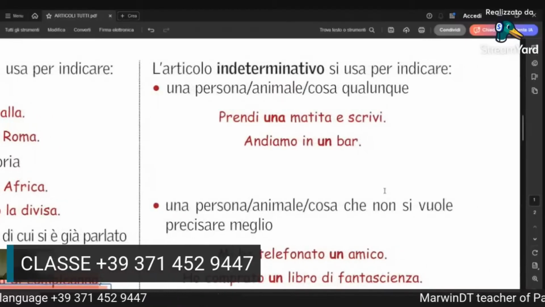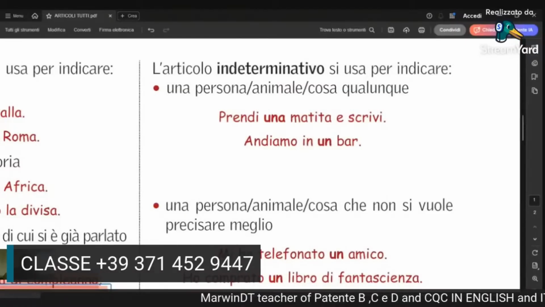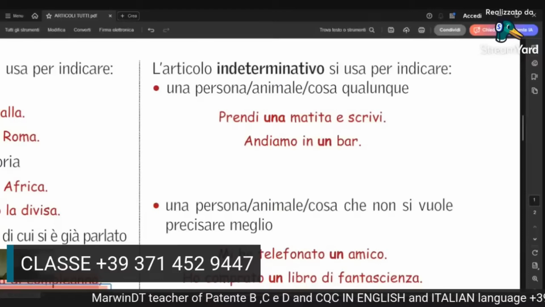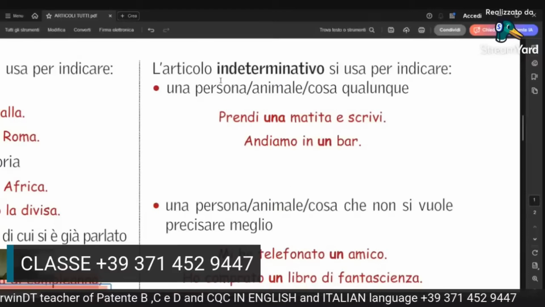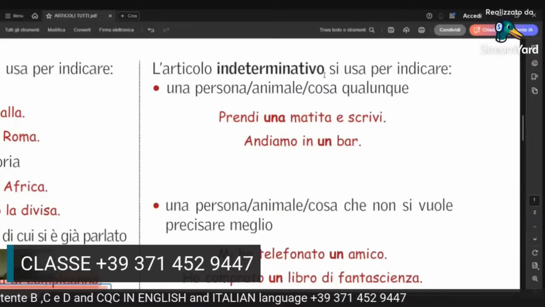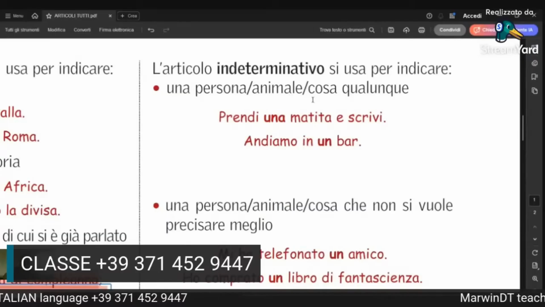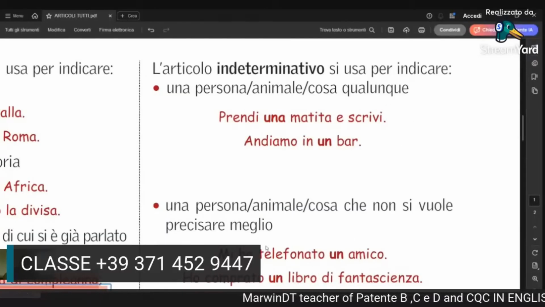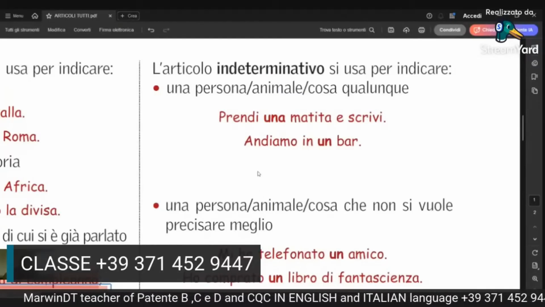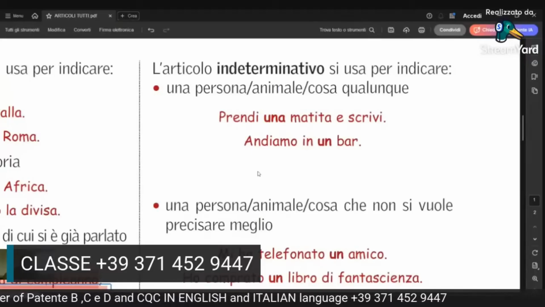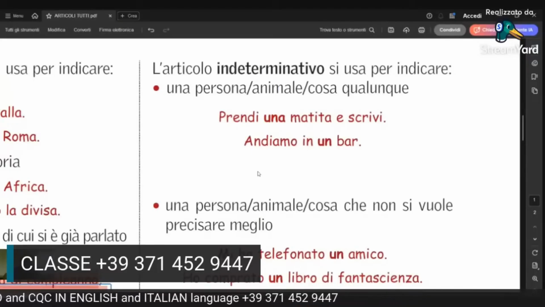which does not determine a specific number or quantity. Very good. So, l'articolo indeterminativo si usa per indicare una persona, animale, cosa, qualunque. So it is being used to indicate a person or animal or any other thing. For instance, prendi una matita e scrivi.